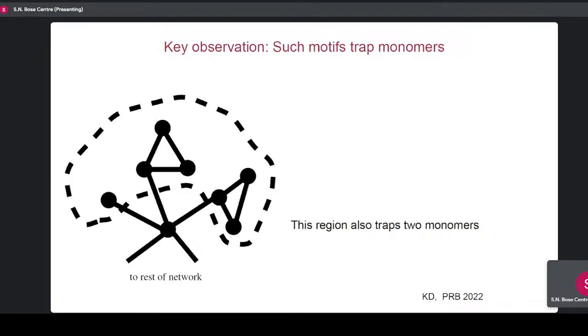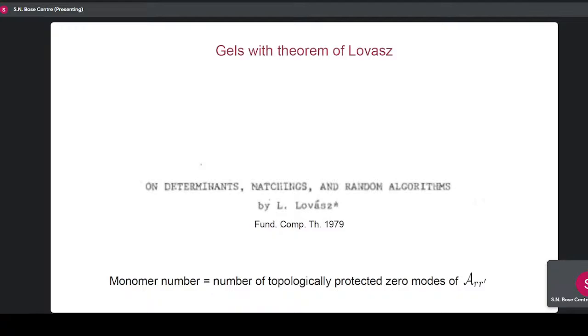And so then again, you're back to the same question. Is there some structure theory now of general graphs that I can use to classify such things? And again, we got lucky. First, we checked, as a reality check, that this gels with the theorem of Lovász proved in this paper, that even on a general graph, the monomer number in maximum matchings is equal to the number of topologically protected zero modes, this time of the anti-symmetric adjacency matrix for a general graph. So what we just argued provides a local proof of this statement.